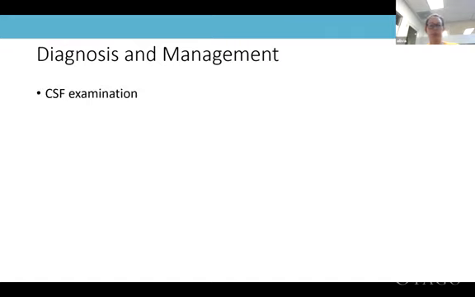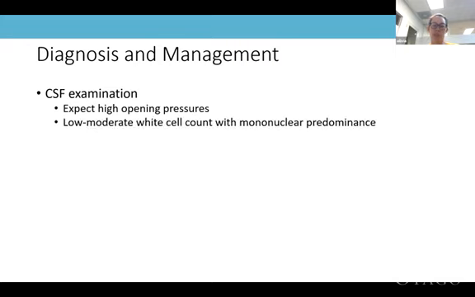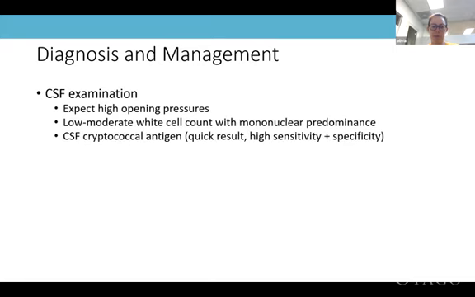So diagnosis and management. The CSF is a key part of the diagnosis. You expect high opening pressures. This is really classic of cryptococcus, to cause these high opening pressures, and the high intracranial pressure is responsible for a lot of their symptoms. They have a low to moderate white cell count with a mononuclear predominance. You can do the CSF cryptococcal antigen, which is a quick test, and it's got a high sensitivity and specificity.